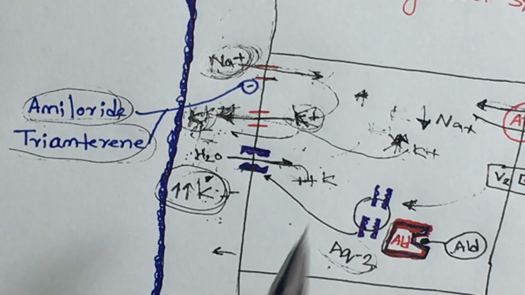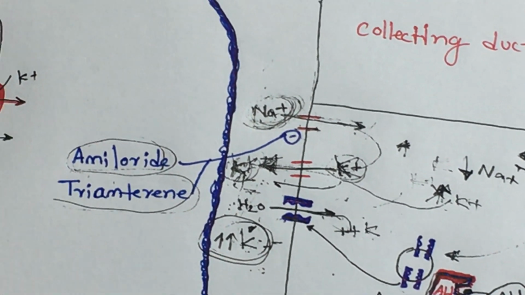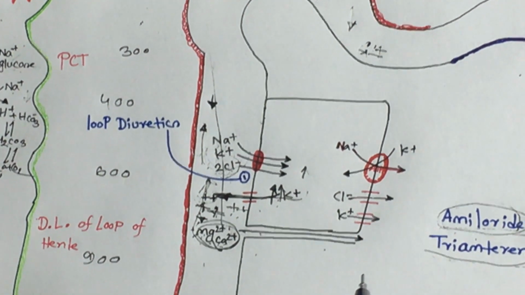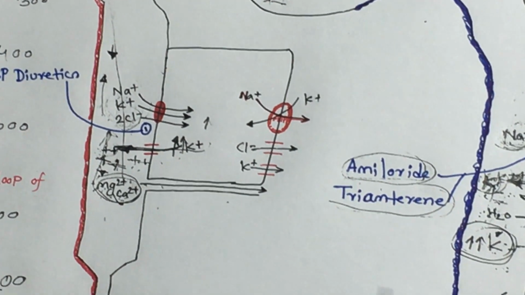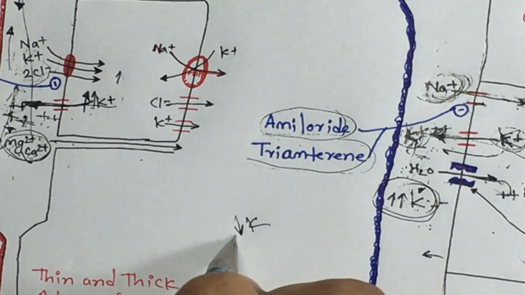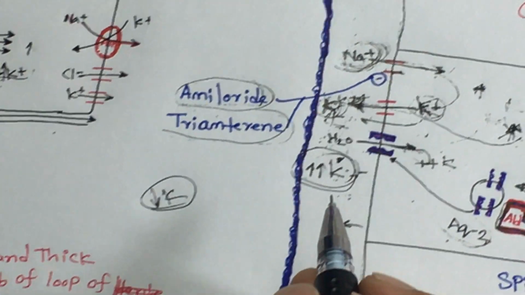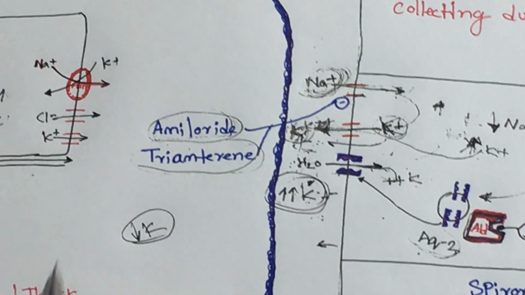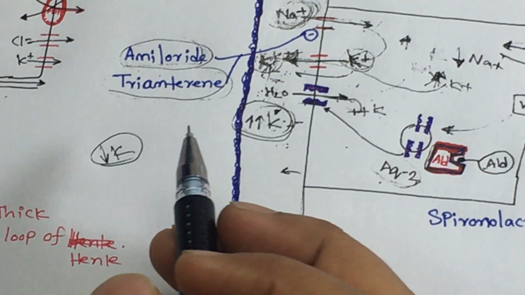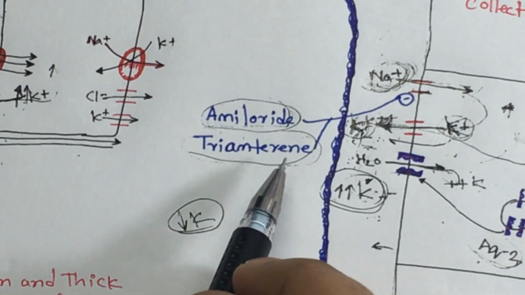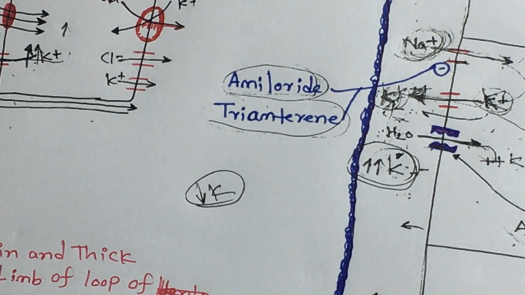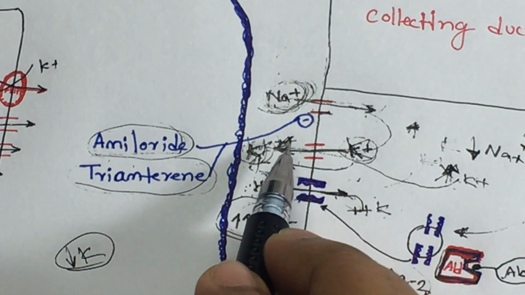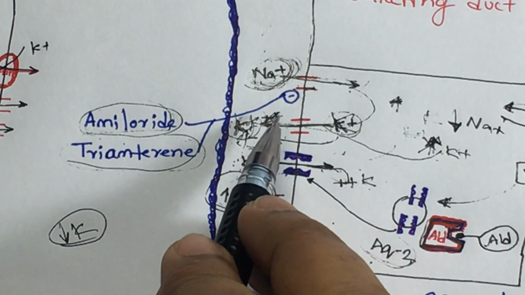And another thing, we use this drug with loop diuretics and thiazide diuretics because these cause the hypokalemia, and hypokalemia means blood potassium level decreases. So to prevent the blood potassium level decrease, we can use amiloride and triamterene as potassium sparing diuretics. Okay, and one side effect of this, it will cause the hyperkalemia because we are not excreting the potassium, so blood potassium level will be increased.